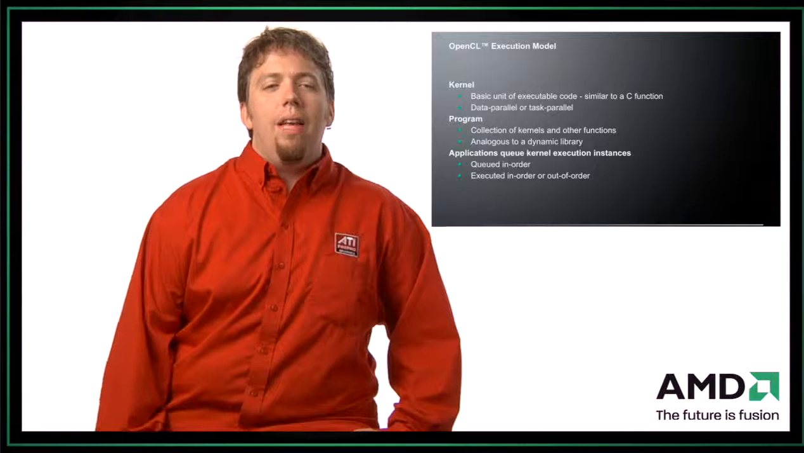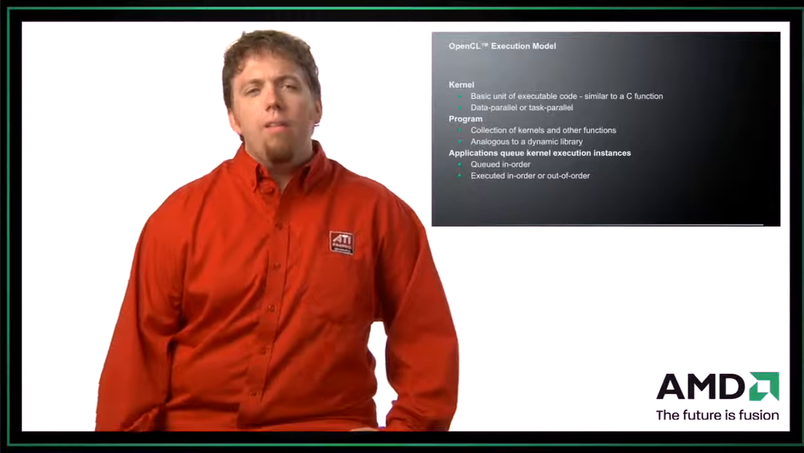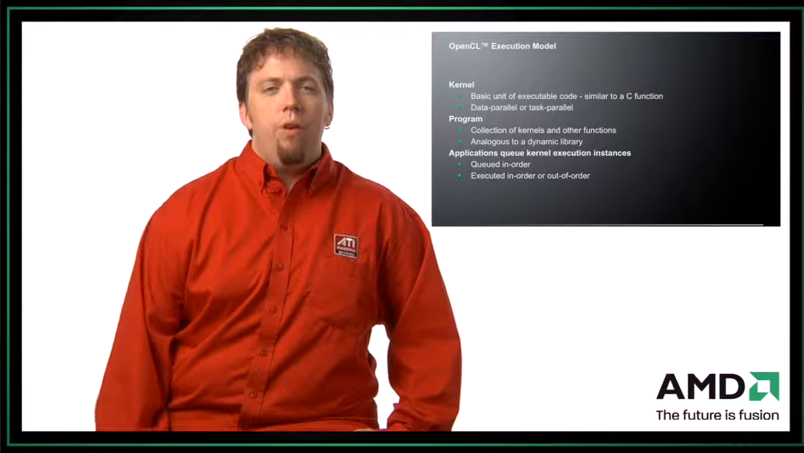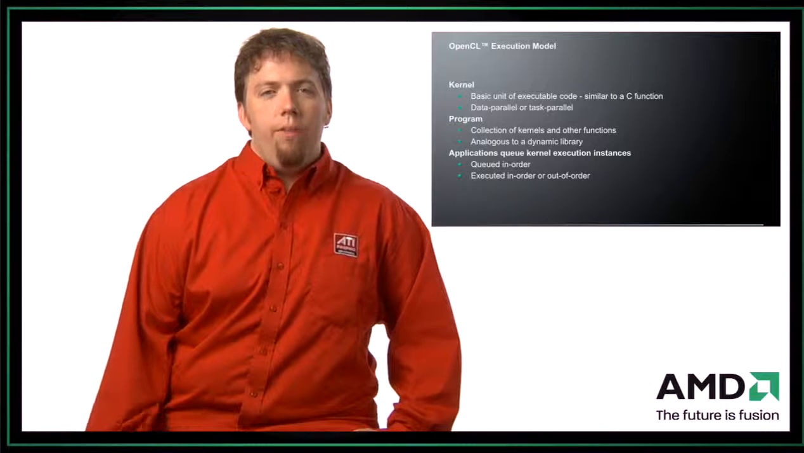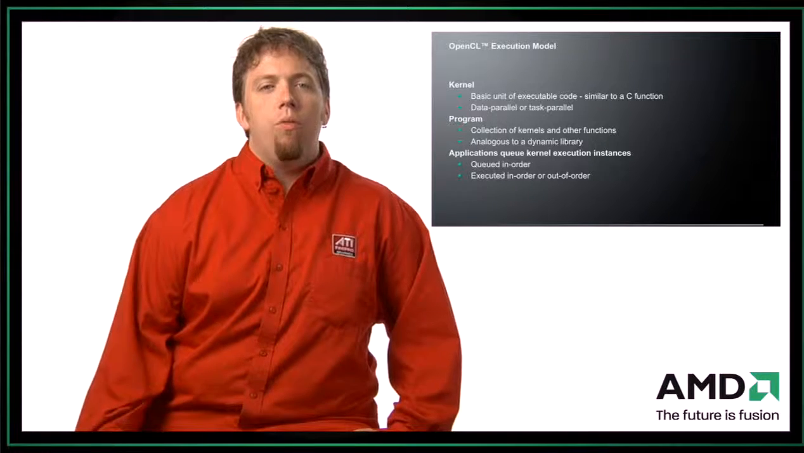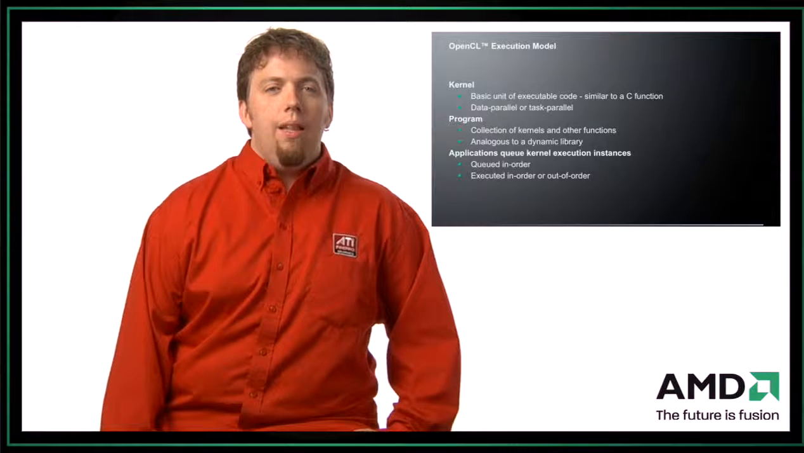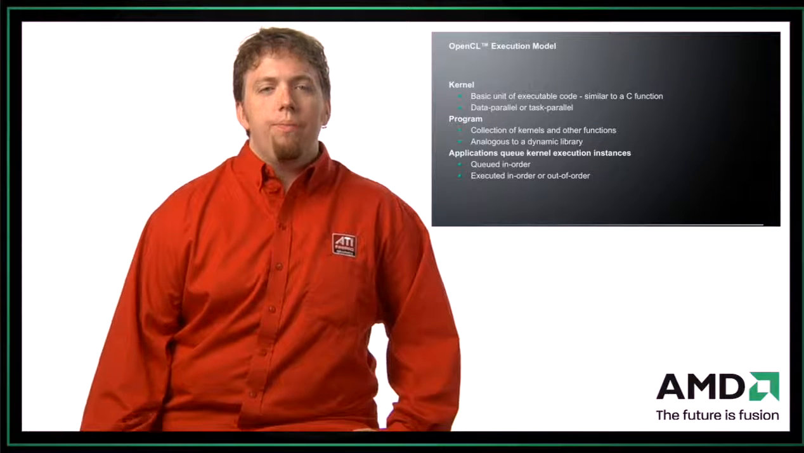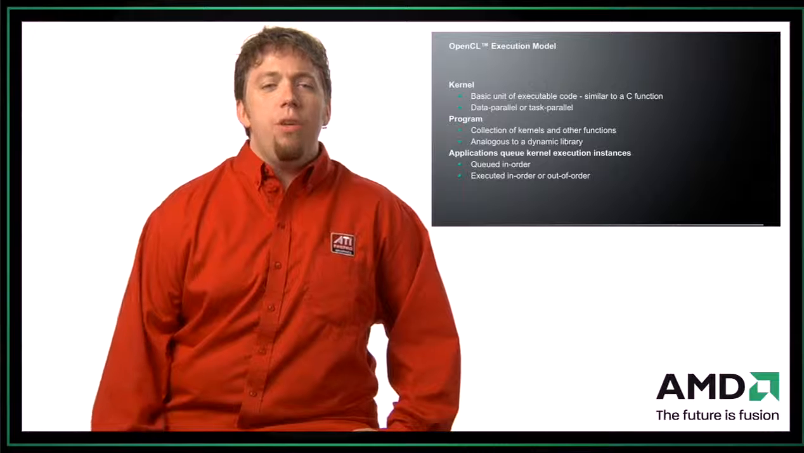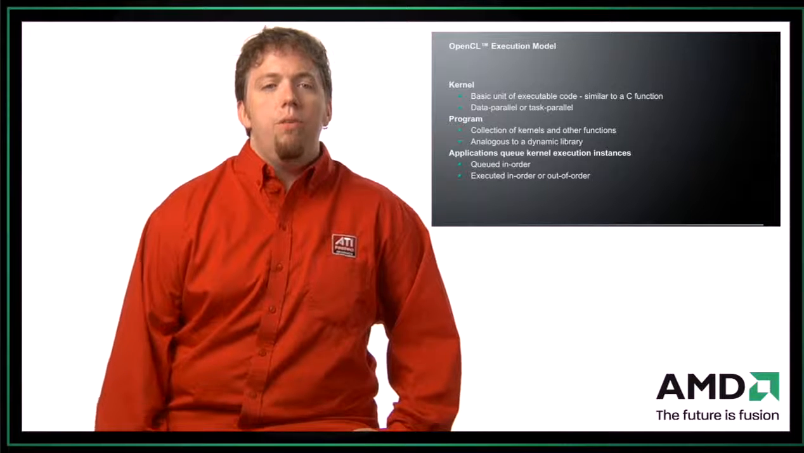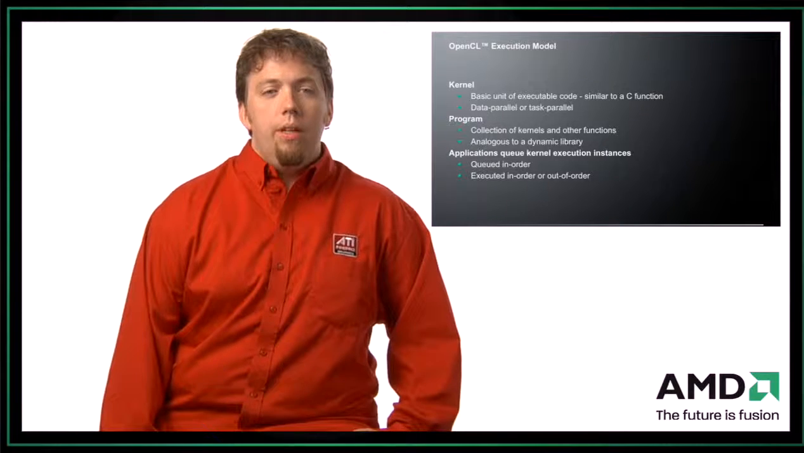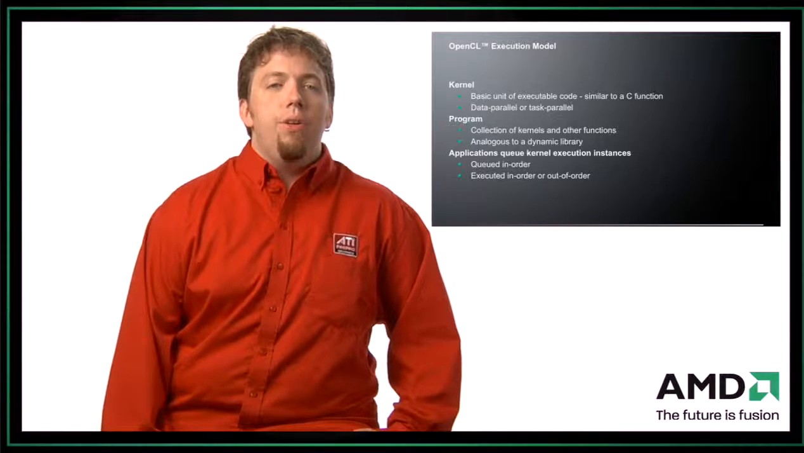The next key fundamental unit is a program object. Programs are collections of kernels and other functions, and you can think of these as a dynamic library. We could write some set of functions that would be called kernels. Those kernels would be grouped into programs, and these programs would be called from your application. Finally, applications queue kernel execution instances using what are called queues in OpenCL, and these are queued in order and executed in order or out of order.